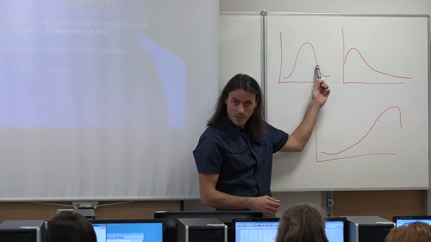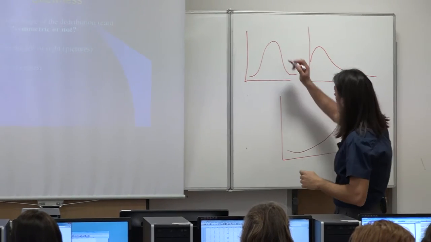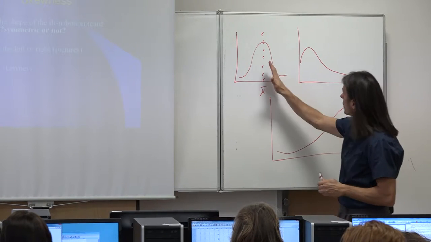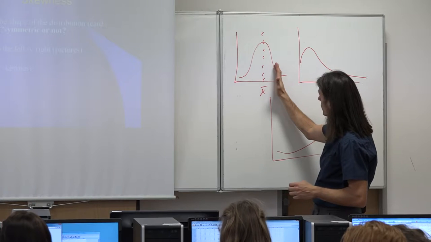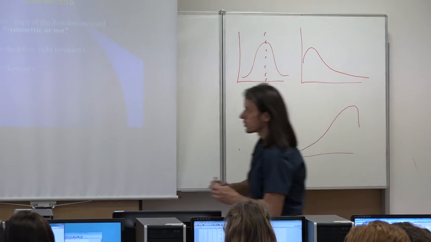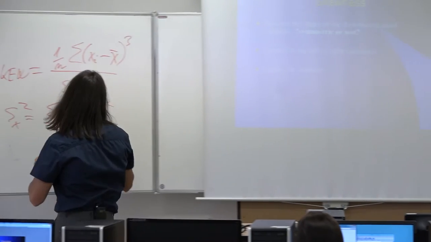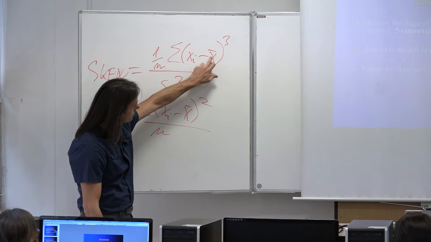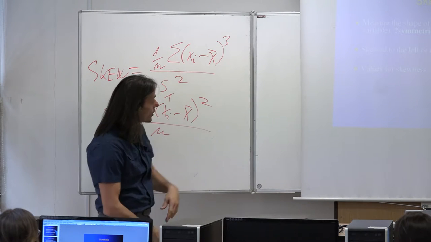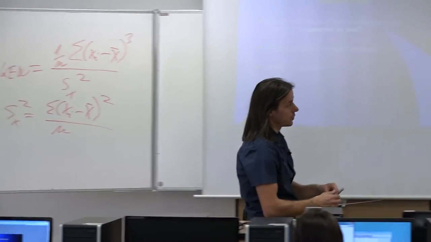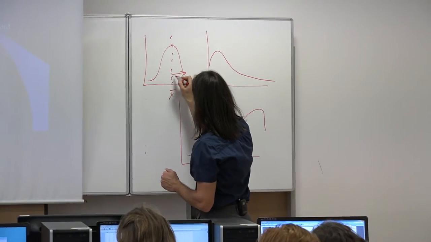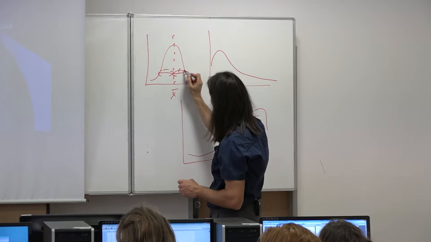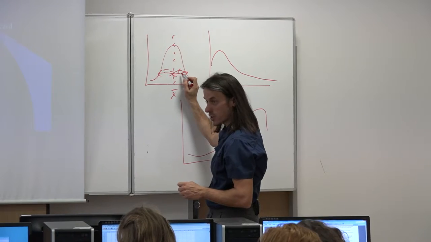So let's start with the simplest case, this one, which is symmetric distribution. Somewhere in the middle we can find the average, and there is the same quantity of values above average and below average. So if you try to think about it, the differences between each individual value and the average, to the third power: some of these differences will be positive, some of these will be negative.